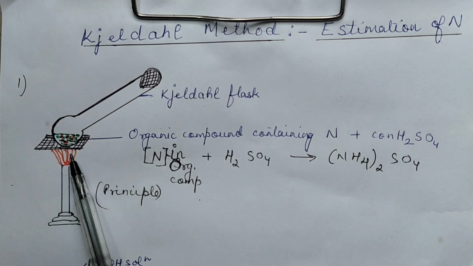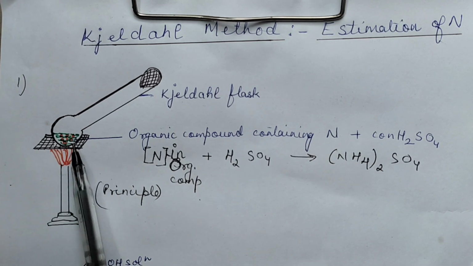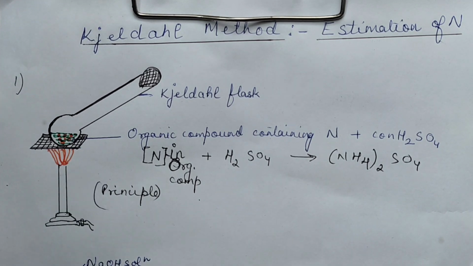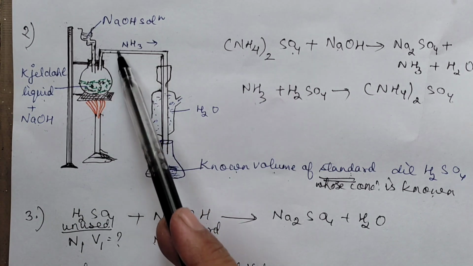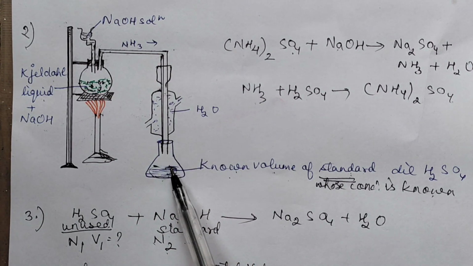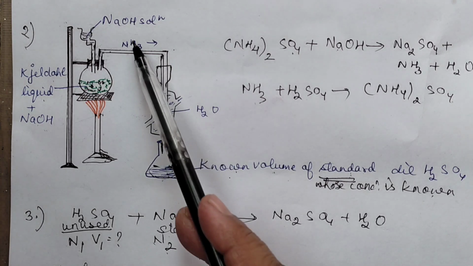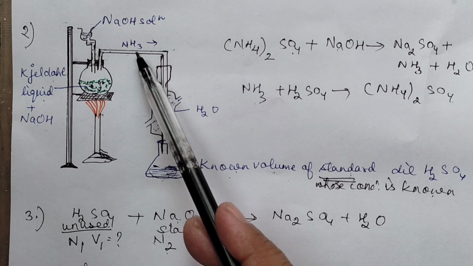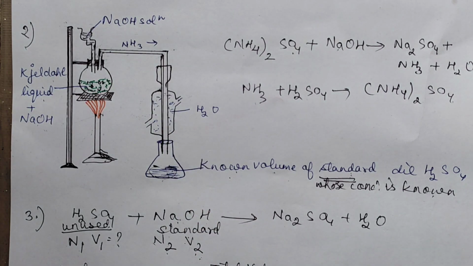From the organic compound, nitrogen reacted with sulfuric acid and formed ammonium sulfate. Now after ammonium sulfate is formed, that ammonium sulfate was treated with NaOH and then ammonia was formed. Now that ammonia has reacted with sulfuric acid, the used sulfuric acid equivalent will be equal to the ammonia formed. So with that we are going to calculate the percentage of nitrogen. How do we go ahead?